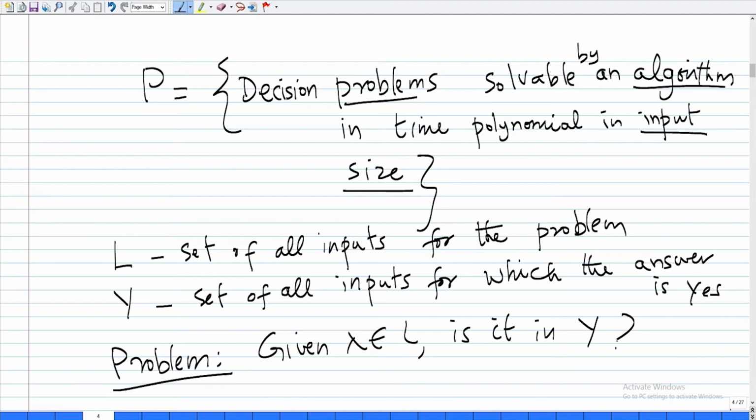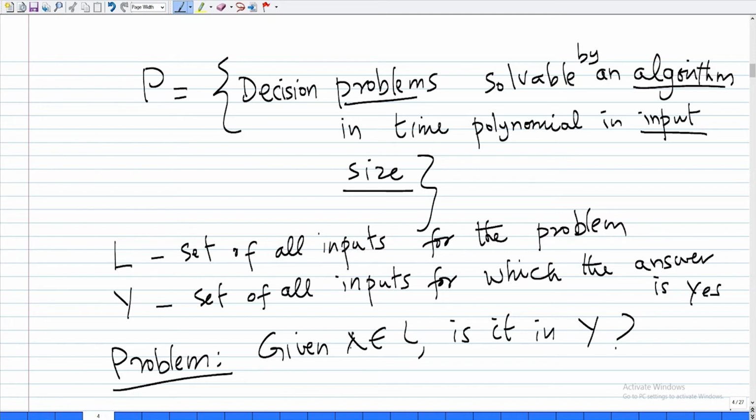Think of L as a set of all graphs and y is a set of all bipartite graphs. Then what is my problem? Given an x in the language, it is a graph. Given a graph, is it in y? That is my question. So, you can formally define all of it, that is all I wanted to tell you, that there is a formal way of doing all this.